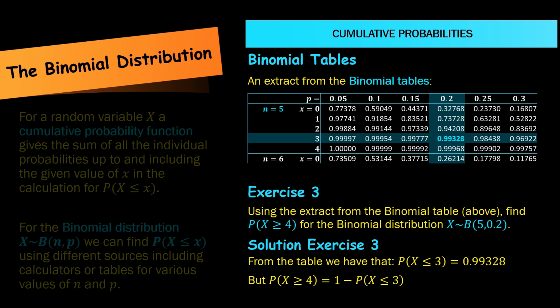But as we mentioned before, the probability that x is greater than or equal to 4 is 1 minus the probability that x is less than or equal to 3. And this is equal to 1 minus 0.99328, which equals 0.00672 to 3 significant figures.